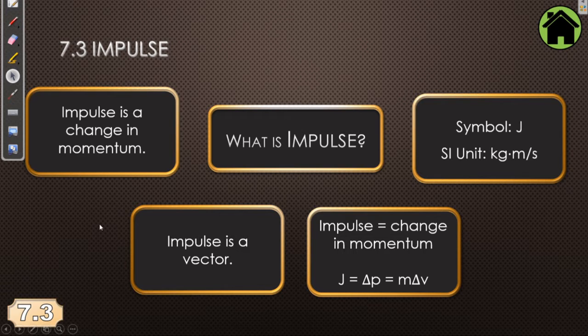So let's start off with a definition. What is impulse? Well, impulse is just a change in momentum. So if you speed up or slow down, you have changed your momentum. Impulse tells you how much your momentum changed.